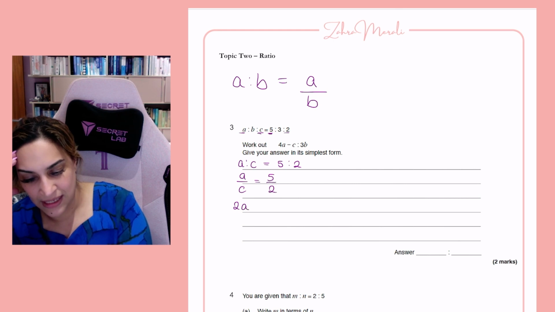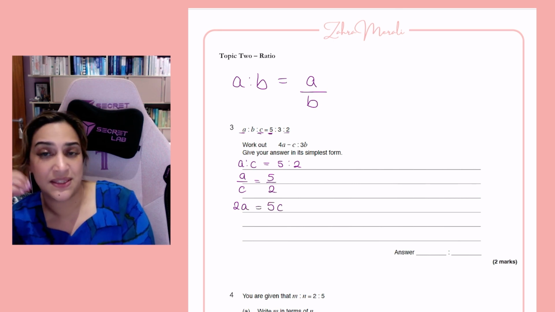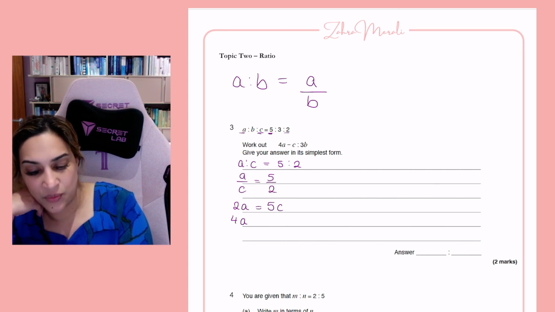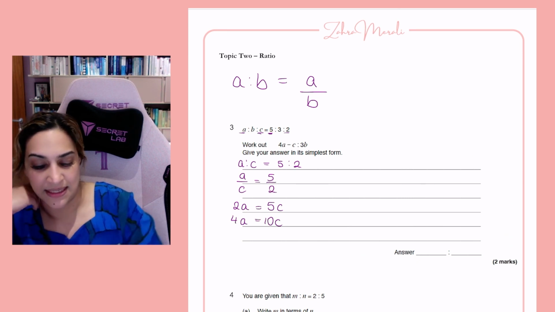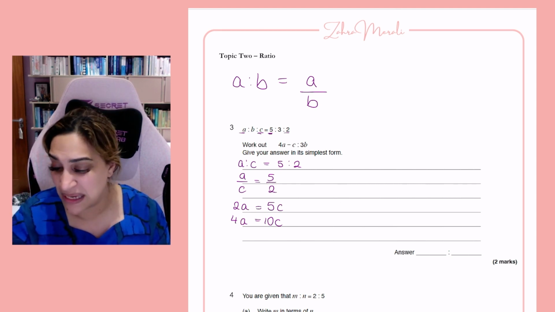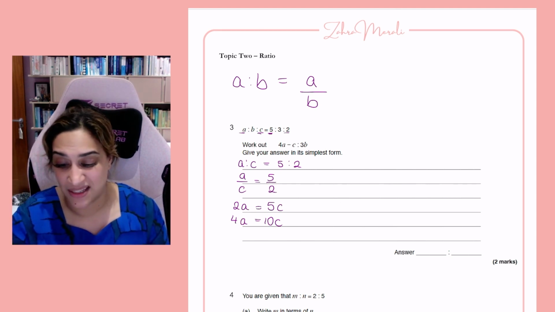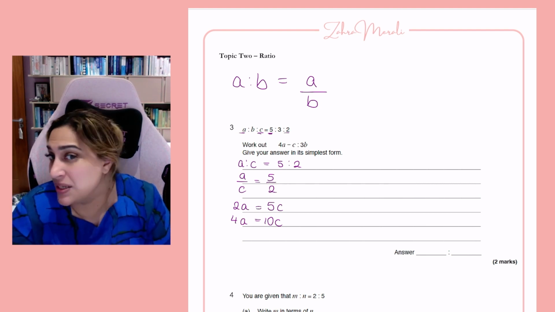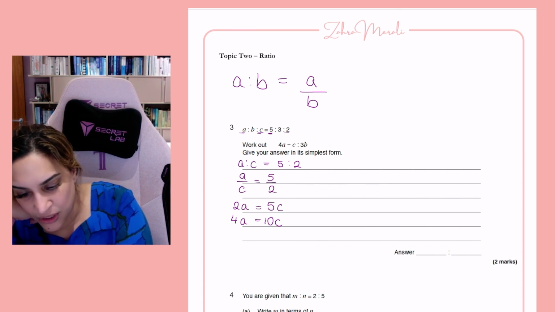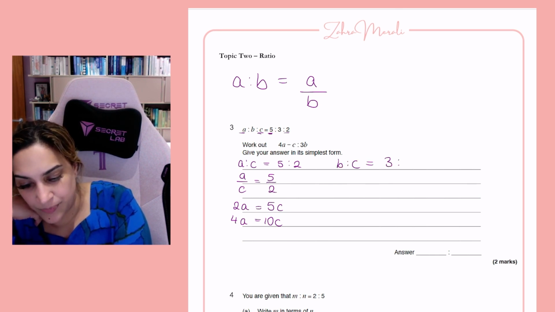So 2A is equivalent to 5C. That means 4A's will be the same as 10C's. So we're just going to put everything in terms of C. Could have put them in B's or A's, it wouldn't have mattered. There's no good reason why I chose C, but I think it's going to work out nicely. Hopefully it does. Then we're going to look at B to C. B to C is 3 to 2. So B divided by C is 3 over 2.